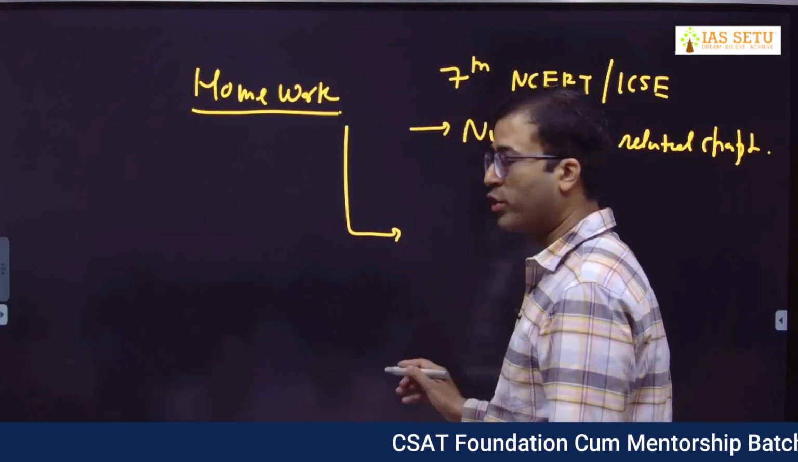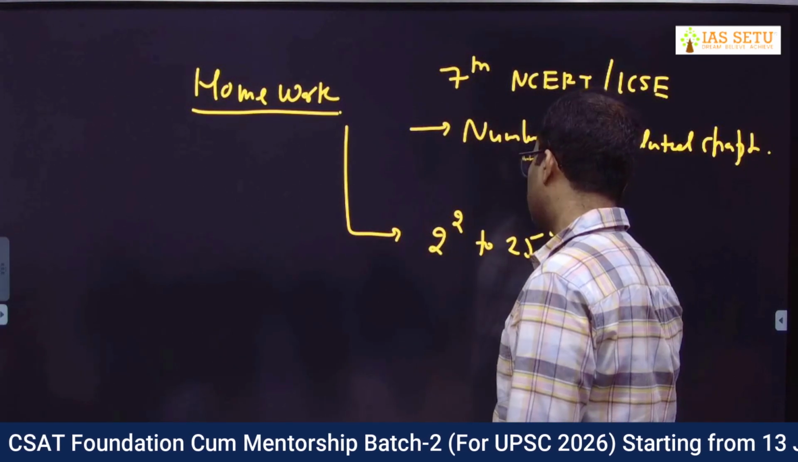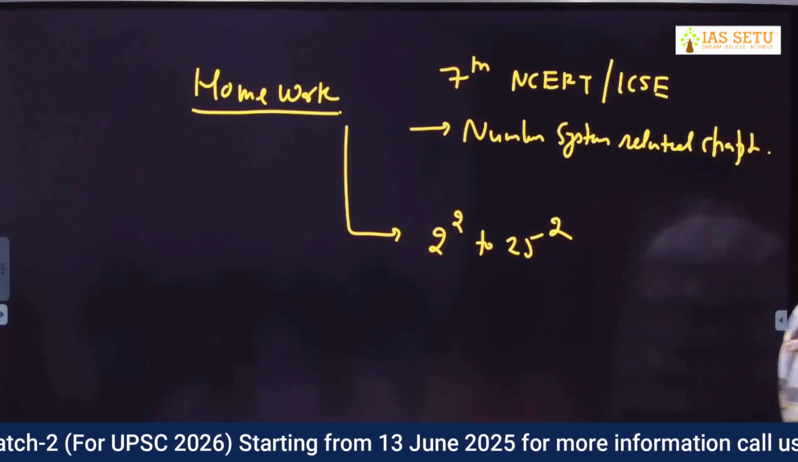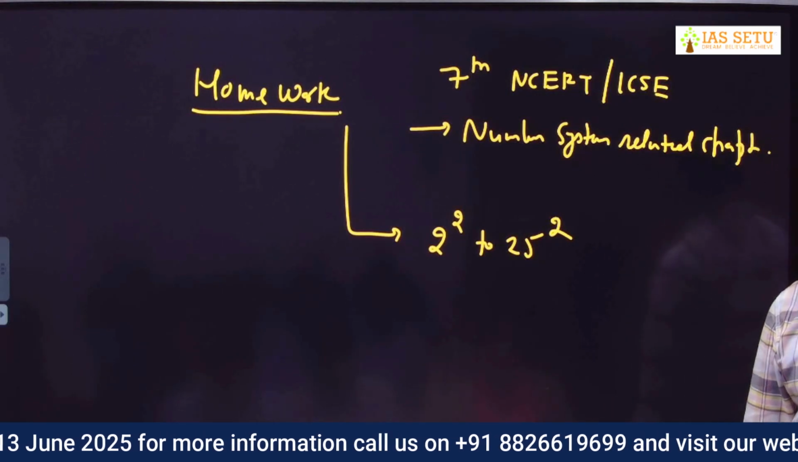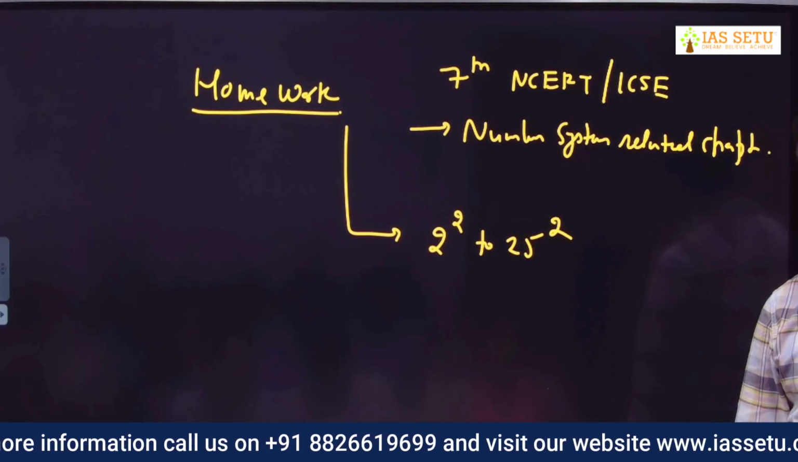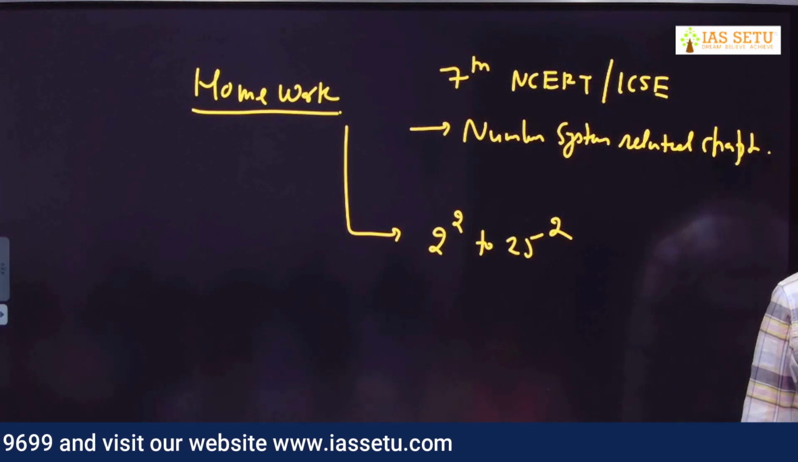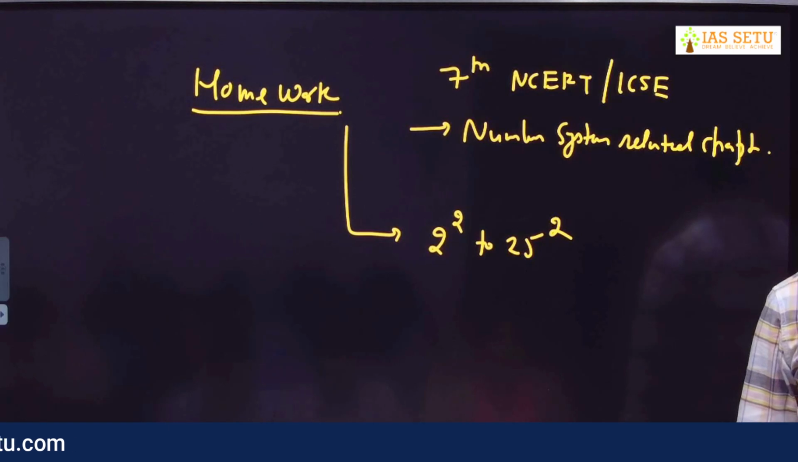Other than this, squares, 2 square to 25 square, you have to remember. This has to be on your tips. 2 square to 25 square. Next class I will check. I will ask you a question based on this. पता चल जाएगा मुझे whether you have remembered or not. So 2 square to 25 square you have to remember.